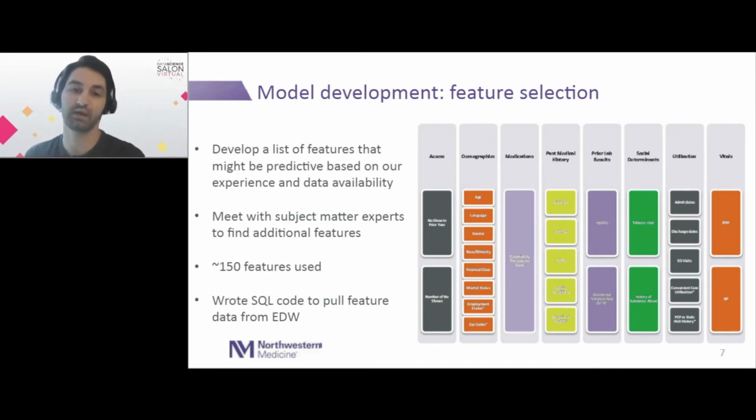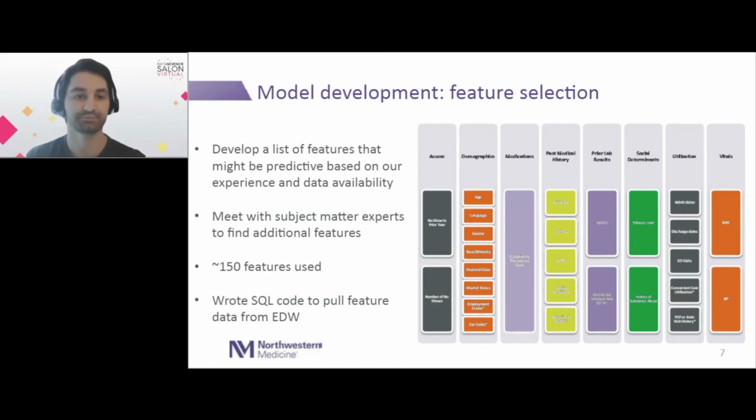We took data from access, patient demographics, medications, past medical history, lab results, social determinants of health, and utilization, like how often they're using the hospital, going to their visits or showing up in the emergency department, and then vitals, like blood pressure and pulse and those types of things.